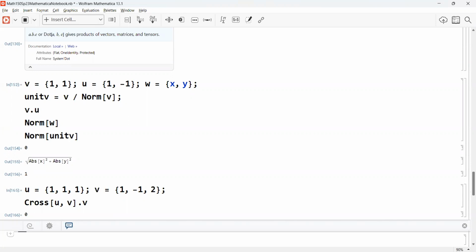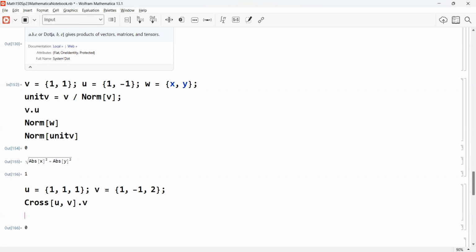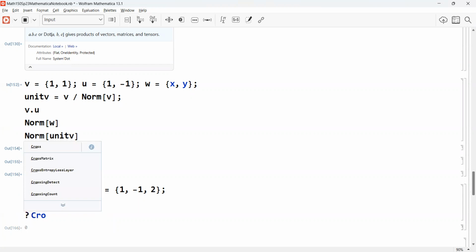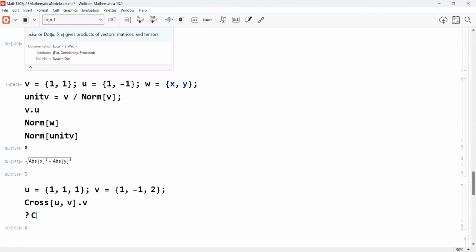but it's pretty indicative. The other thing to note is as I started typing cross, it starts suggesting things that you might want. And so, I'm not sure, is it cross product or whatnot? Okay, I don't see cross product listed, but I see cross matrix. I see cross as the first natural choice, but then there's also cross matrix, cross entropy, loss layer, crossing detect, crossing count. I can start to see more things, but it tries to suggest what you might want to do. So it's extremely helpful. We might want to do some determinants.